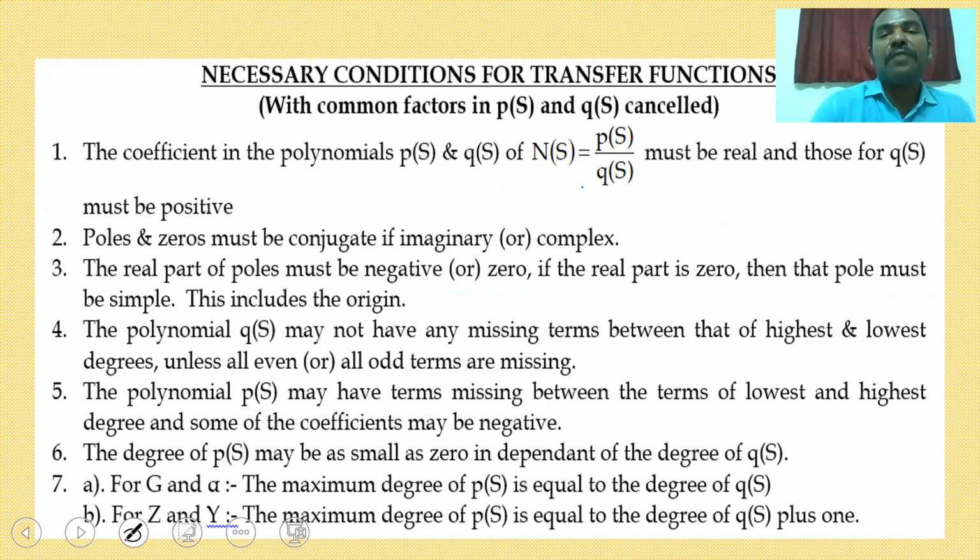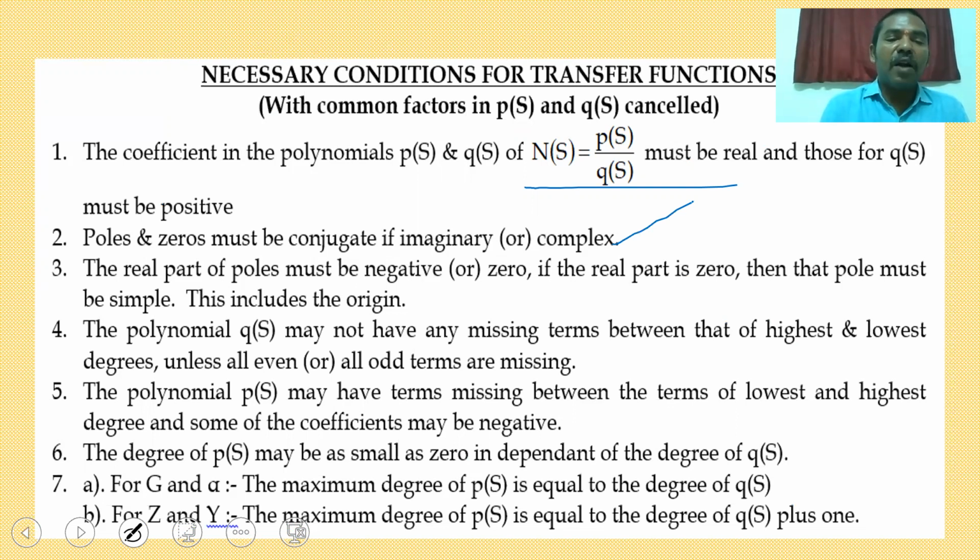So P of s and Q of s, with N of s the numerator. The coefficients of P of s and Q of s must be real and positive. If complex roots are there, the complex conjugates must be there. The real part of all poles must be negative, and likewise zeros. So that means they are lying on the left half of the s plane. We are not bothered about the zeros of the N of s equation. But in the driving point impedance, both must be there.